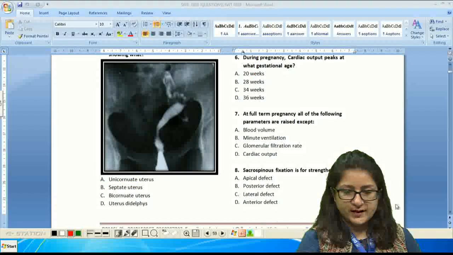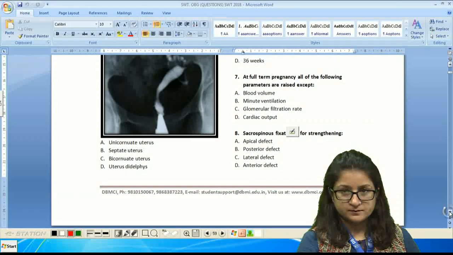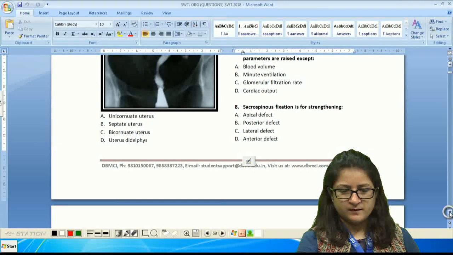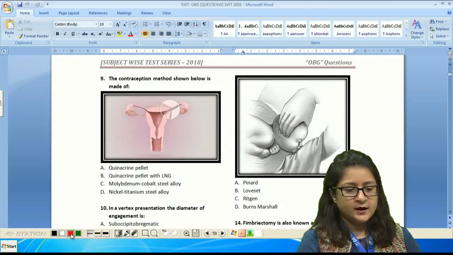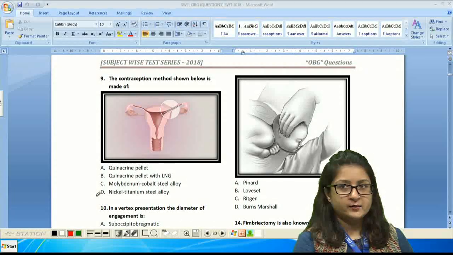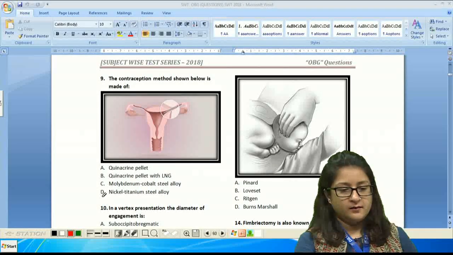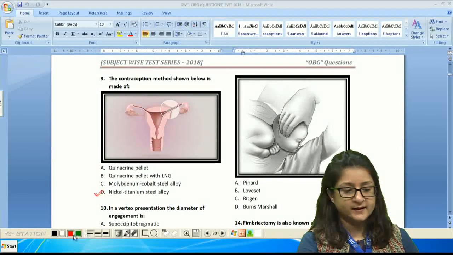Now let us move on to the next question. Question number 9, let us see this. The contraception method shown below is made up of quinacrine pellet, molybdenum, quinacrine pellet with NNG, or nickel? So this is nickel titanium alloy.